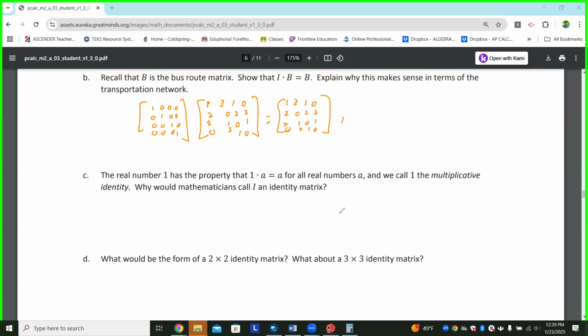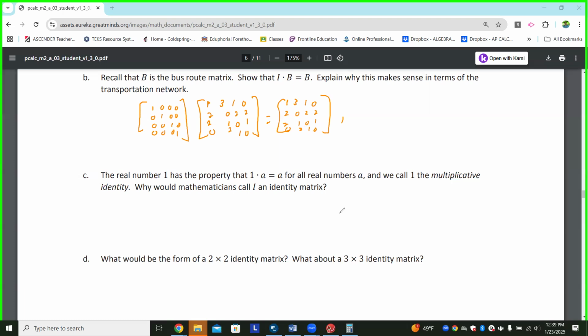All right, so part C, it says the real number 1 has the property that 1 times A equals A for all numbers A, and we call 1 the multiplicative identity. Why would mathematicians call I an identity matrix? Why do we call this guy right here? Okay. Can I go a little bit further? So we multiply it by itself to do what? To get the original outcome back out.